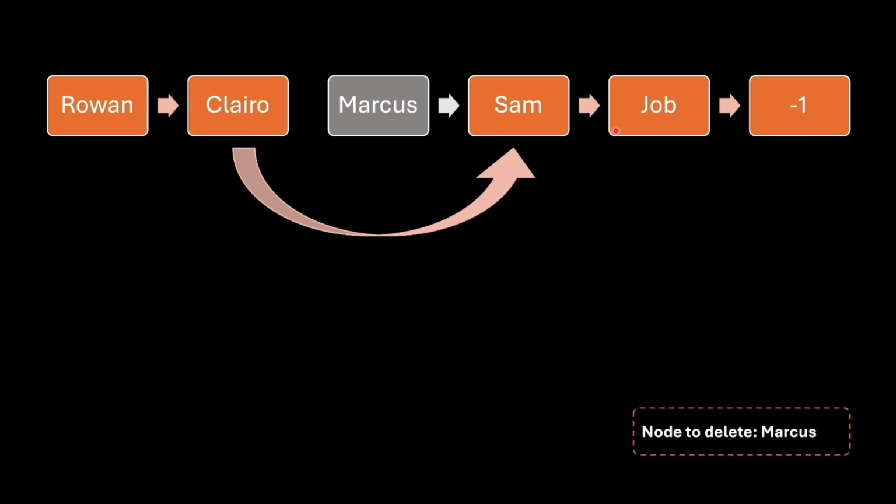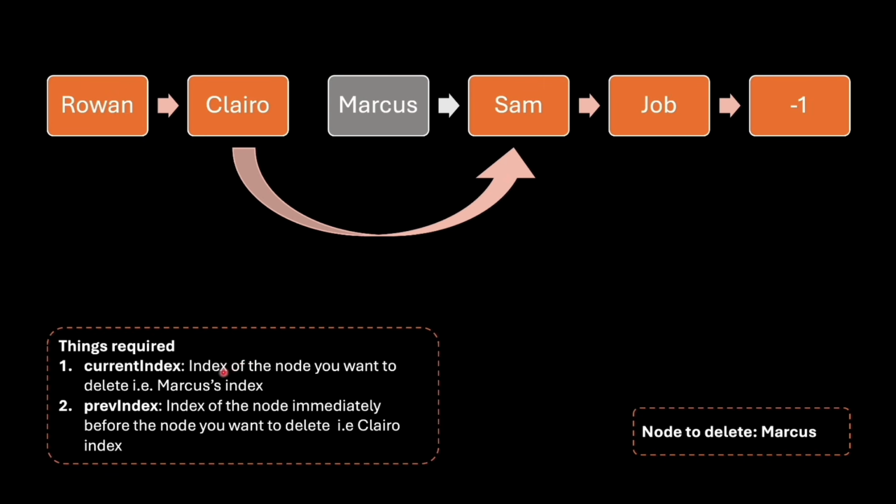But how do we make sure Claro is now pointing to Sam? Well, in order to do that, we need to know two things. First, we need to know the current index. The current index is the index of the node you want to delete. In other words, it is Marcus's index. And then we need to know the previous index. The previous index is the index of the node immediately before the node you want to delete. In other words, it is Claro's index. All I have to do is update the pointers.